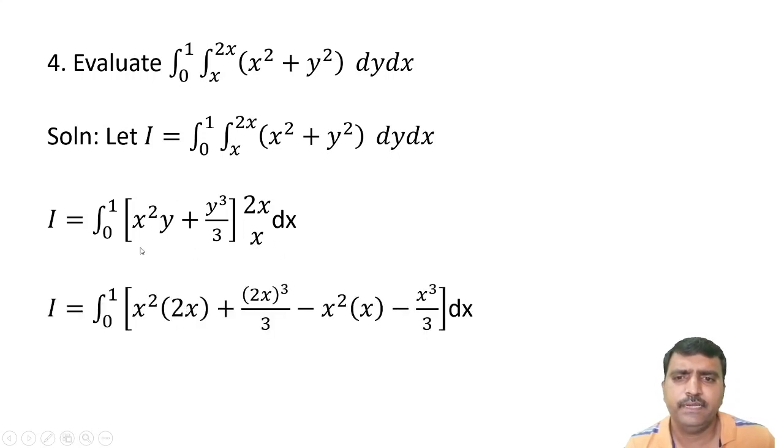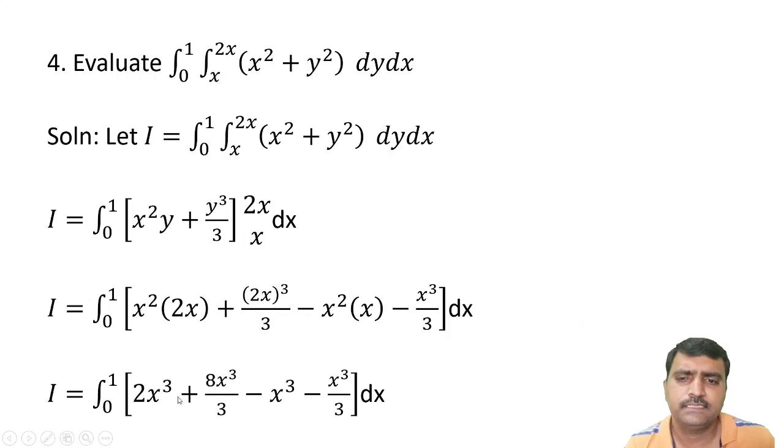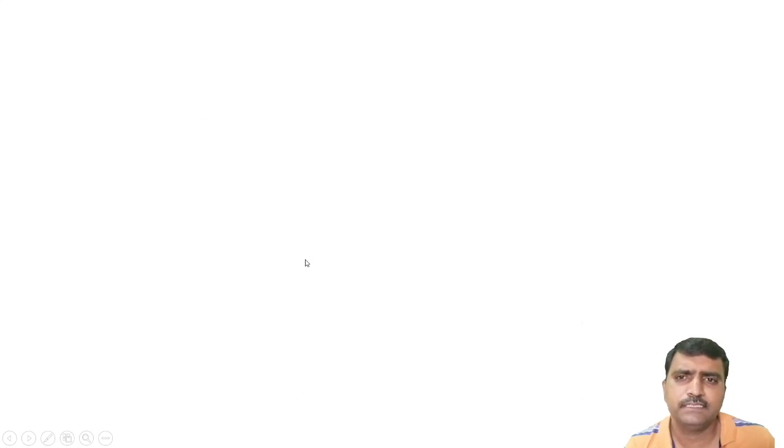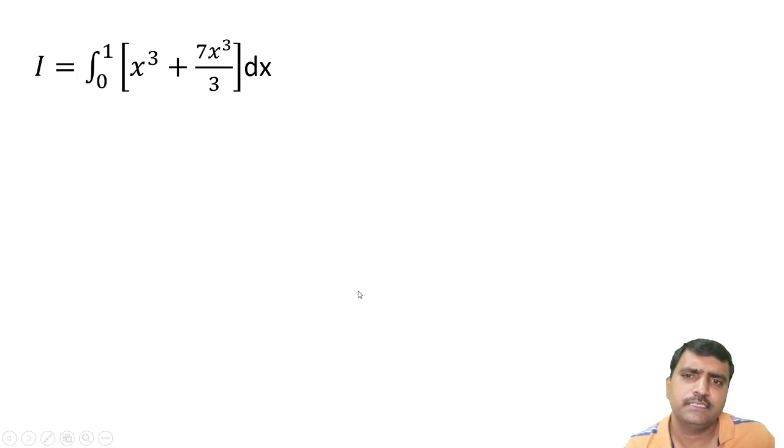So when you apply the limit, it is x square into 2x plus (2x) whole cube by 3, minus lower limit, x square into x plus x cube by 3. Simplifying this, it is 2x cube plus 8, 2 cube means 8, 8x cube by 3 minus x cube minus x cube by 3. So all terms consist of x cube. So if you simplify this, it gives x cube plus 7x cube by 3. Again you add that, it gives 10x cube by 3.